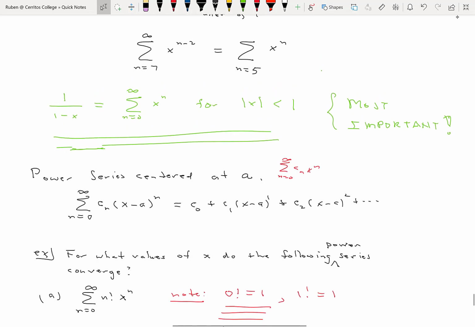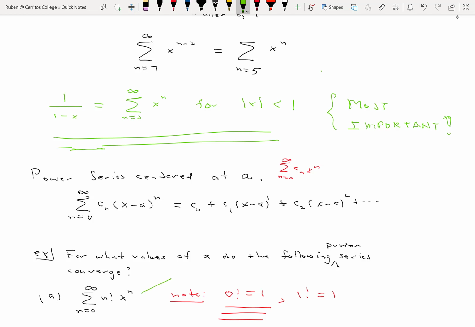So what I'm going to do is, first of all, notice that that's not a series of constants. This is a power series. If you write that power series out, you get 0 factorial plus 1 factorial times x, that's a variable, x to the 1, plus 2 factorial x squared plus 3 factorial x cubed, etc. If I put in different values of x, I'm going to get different series that may or may not converge.